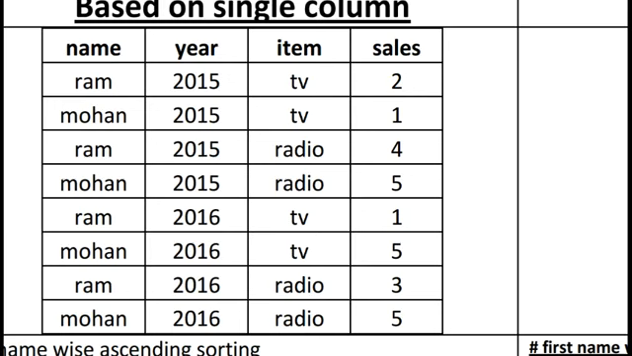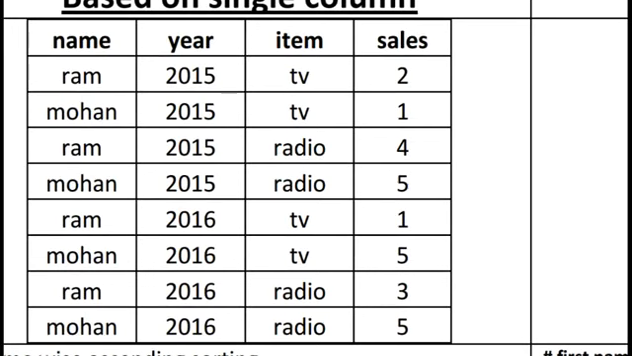In that company only two salesmen are working, Ram and Mohan, and we have their performance in the years 2015 and 2016. In an electronic shop there are only a few items: TV and radio, and how many items were sold by these two salesmen. So this is some kind of data. You can see Ram, 2015, TV, only two sales.